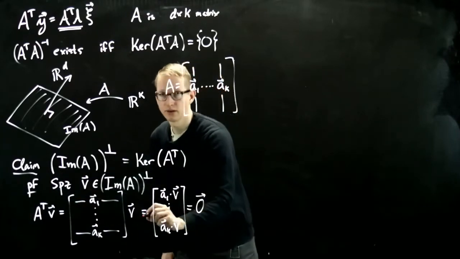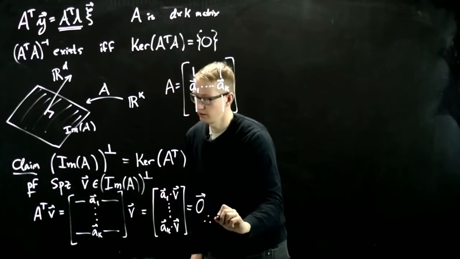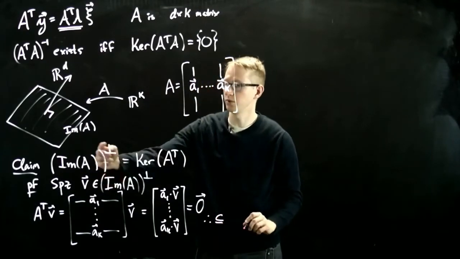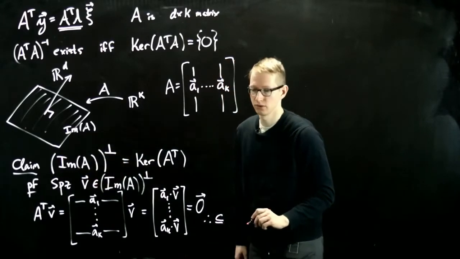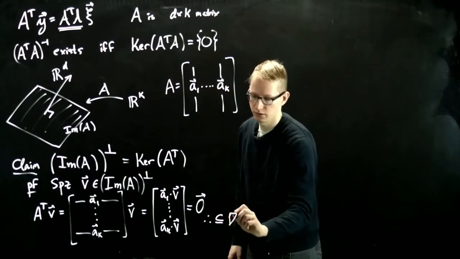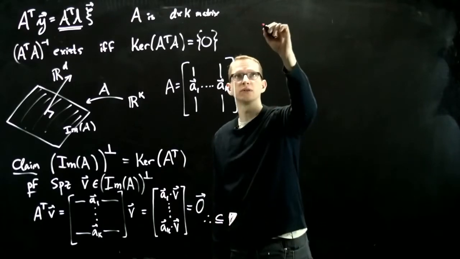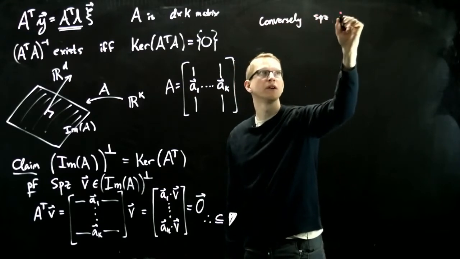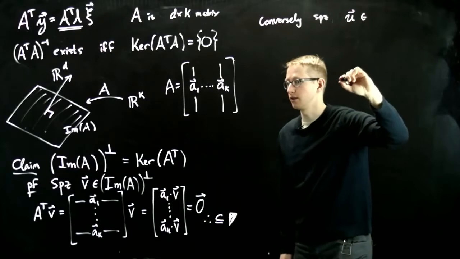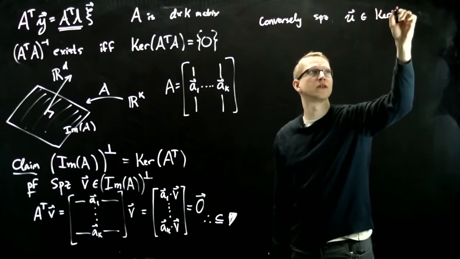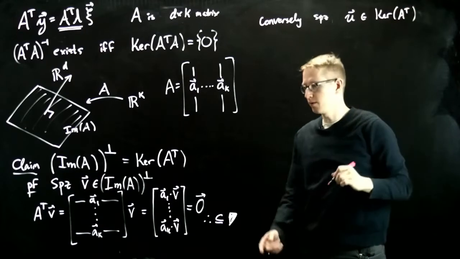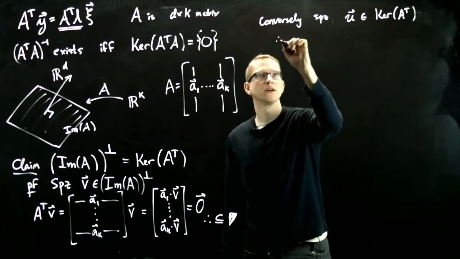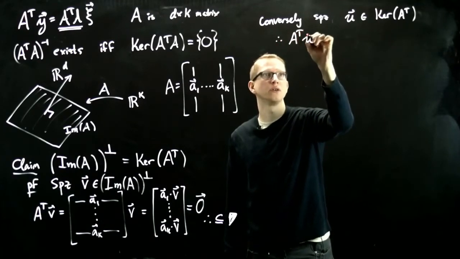And therefore this containment holds. The orthogonal complement of the image of A is in the kernel of A transpose. So that shows half of the theorem. Now let's suppose, so conversely, suppose that the vector U is in the kernel of A transpose. Then by the same argument, being in the kernel of A transpose, A transpose U equals 0.